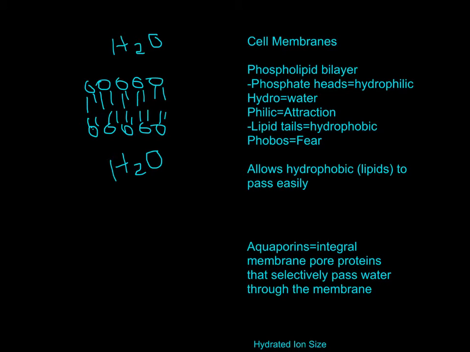But the thing is, you do need water to go in and out of a cell, and so the special channels that allow water to do that are called aquaporins, and they're just integral membrane pore proteins that selectively pass water through the membrane. So there are special proteins that allow water to travel in and out of the cell.